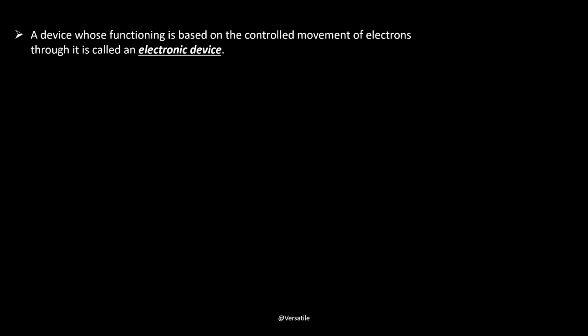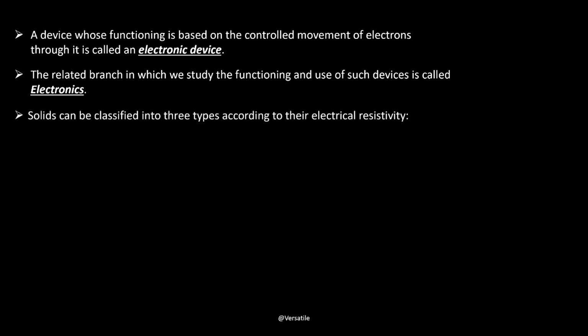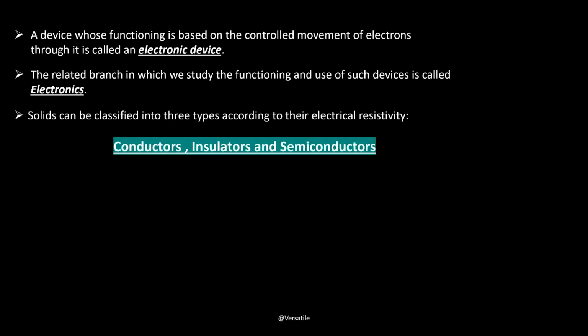Now let us have a look at the formal definition of electronic devices. So a device whose functioning is based on the controlled movement of electrons through it is called an electronic device. Simple enough. And the related branch in which we study the functioning and use of such devices is called electronics. And all these electronic components are in solid state. And solids can be classified into three types according to the electrical resistivity. They are conductors, insulators and semiconductors.